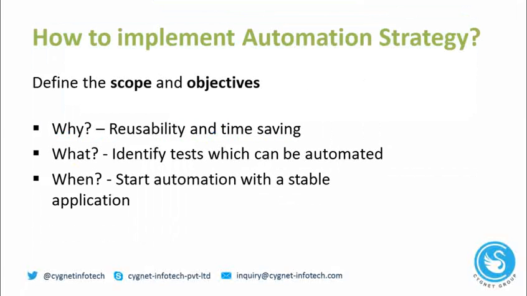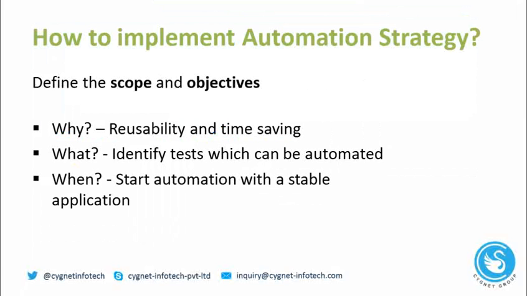It will save the manual effort. Moreover, you can do the same amount of work in much less time. That's why automation is preferred. Now, what can be automated? You have to identify the tests which can be automated. So the tests which are repeatable and which would be a major checkpoint in your application, those are the tests which can be identified for automation.